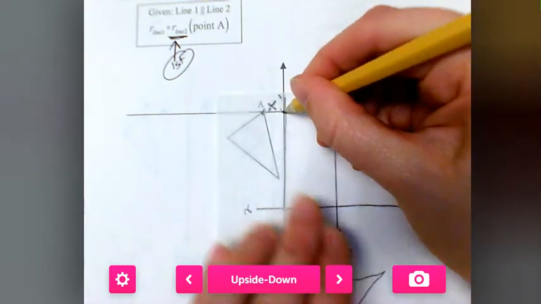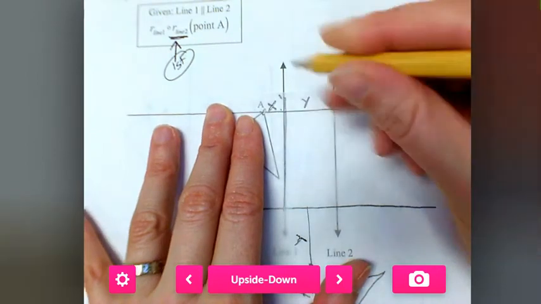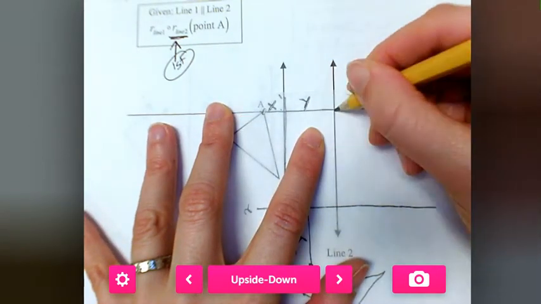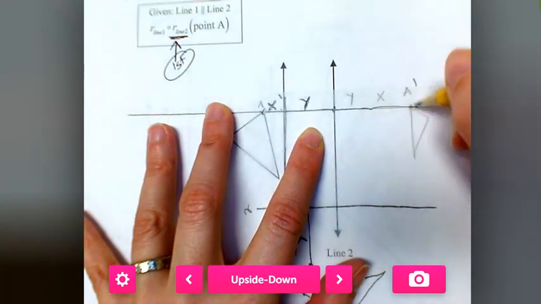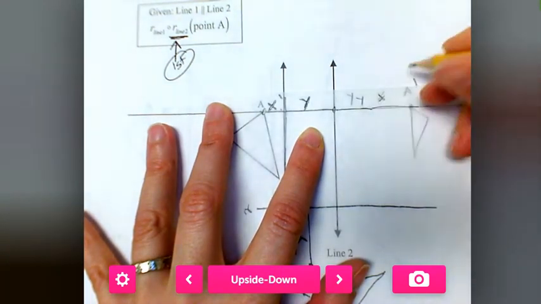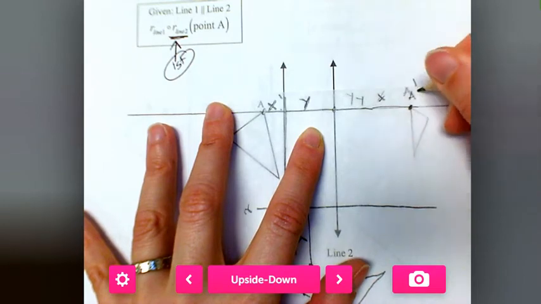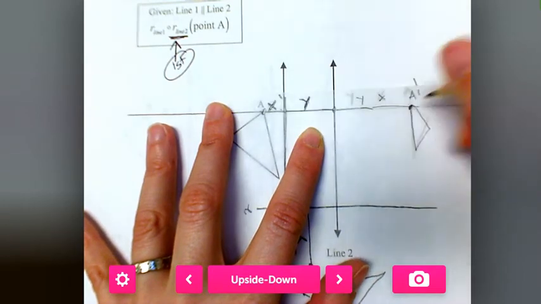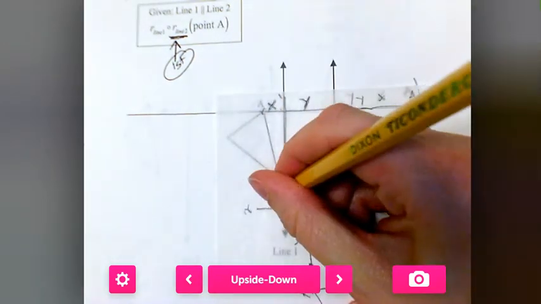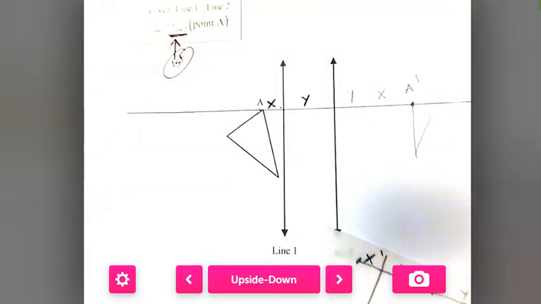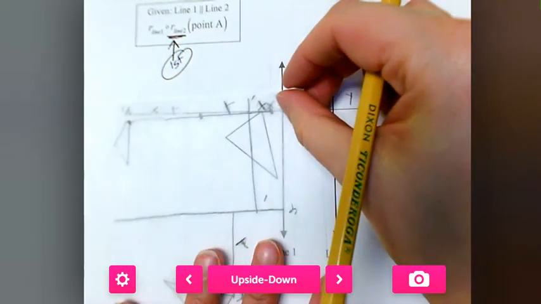Okay, is that distance. This whole thing is going to be Y to here. Then I've got another Y. Then I've got an X. And then way over here I've got A prime. Okay. Now I'm going to pick this up. This is line 1 right here that I've got labeled. And I'm going to put it right here on top.